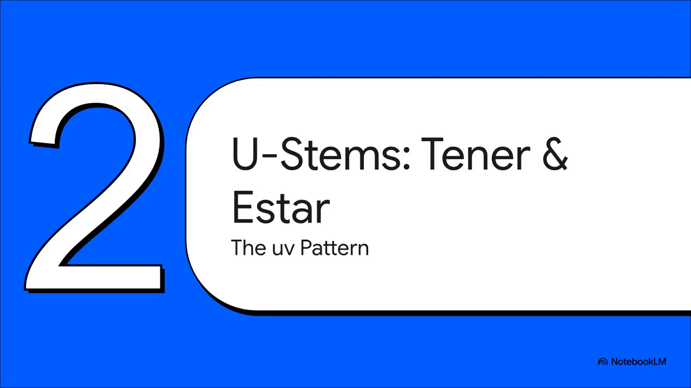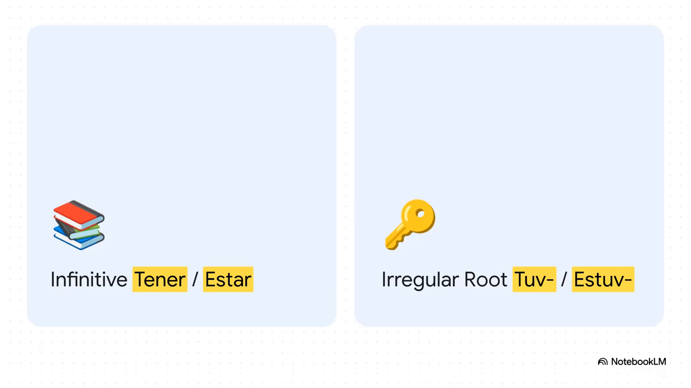Moving on to Section 2, the U stems, specifically tener and estar. Now pay attention to how the roots transformed here. We take the infinitives, tener and estar, meaning to have and to be, we drop the ends, and we change their roots entirely to tuv- and estuv-. Notice how they beautifully share that UV pattern? That's exactly why we call them the U stems. Once you remember that tener becomes tuv- and estar becomes estuv-, the hard work is entirely done.